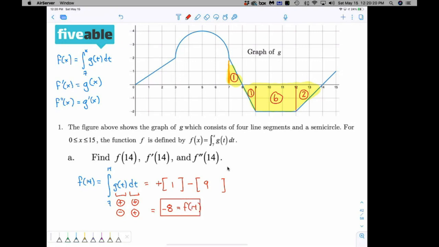So my first answer, f of 14, equals -8. Okay, and that is done by using the integral defined function and using geometry. If you see geometric shapes in a problem like this, you will use them every single time. So be prepared to label some areas and use that.